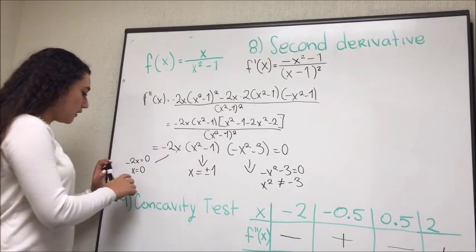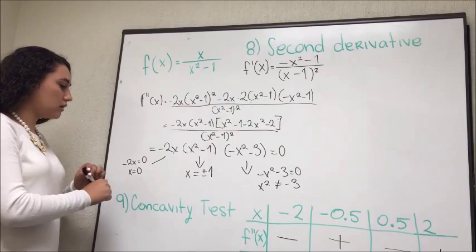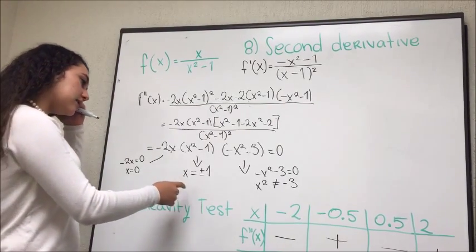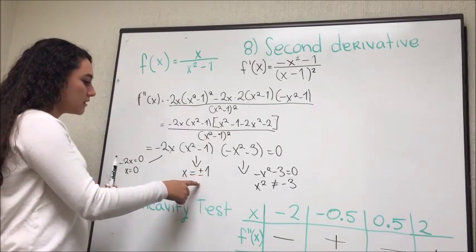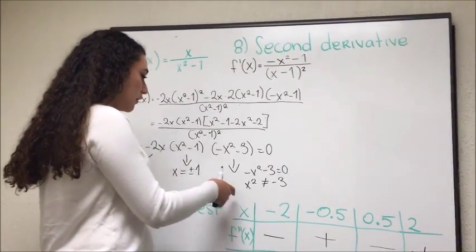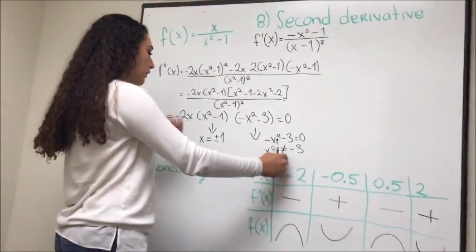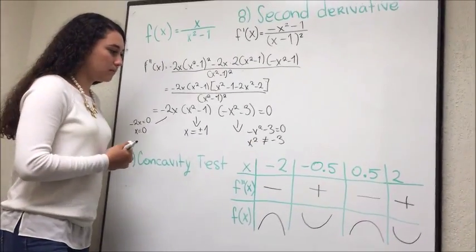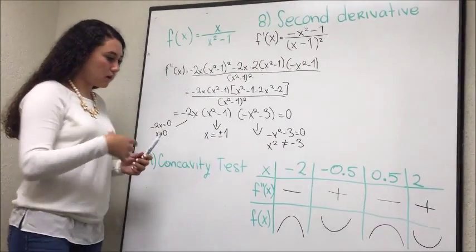We have 3 x's, so we have to solve for x in each case. So we have here that x is equal to 0, that x is equal to plus or minus 1, that is our restrictions, and that x squared can be minus 3, which is not possible because we don't have squares equal to a negative number.